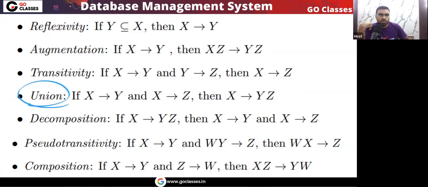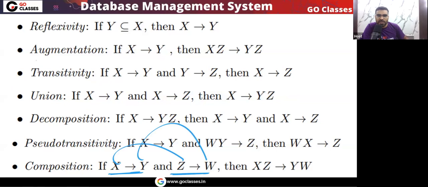So you can see union. This is simply combining on RHS. If X determines Y and X determines Z, then X will determine YZ. Decomposition is split on RHS. Union is combine on RHS. Decomposition is split on RHS. Next, composition: if X determines Y and Z determines W, then XZ determines YW. This is composition.